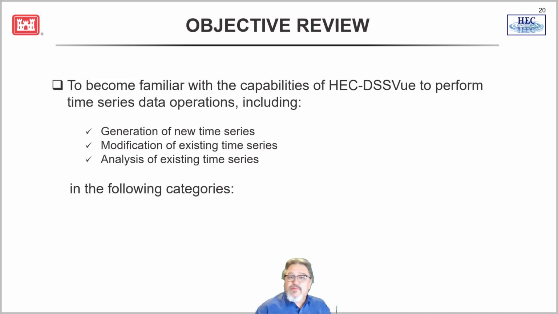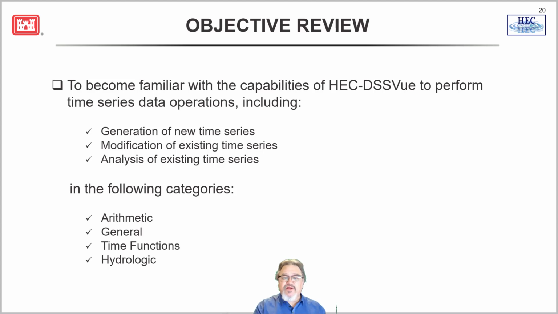We said that we were going to look at this stuff to become familiar with these in the following categories. And the categories are the tabs that we covered, and we covered them in this order. In session 3, we looked at the arithmetic and the general tabs and the operators in those categories. In session 4, we looked at the time functions and the hydrologic tabs and the operators in those categories. And finally, in this last session, session 5, we looked at the smoothing and statistics tabs and the operators, or if you want to call them types, in those categories and the operations and analyses that they perform.